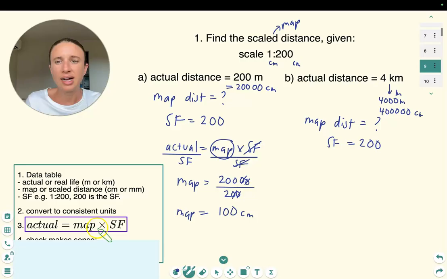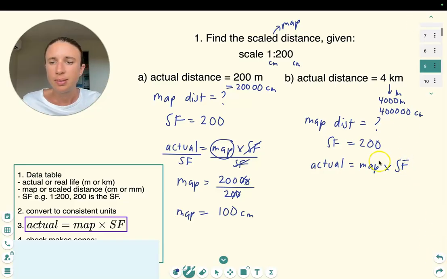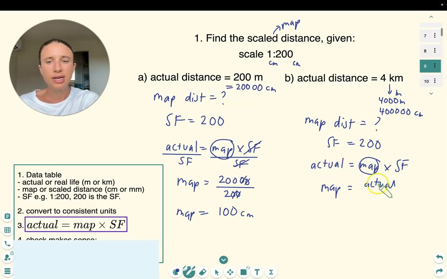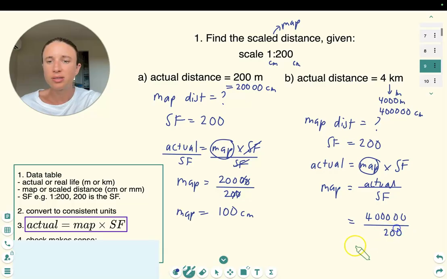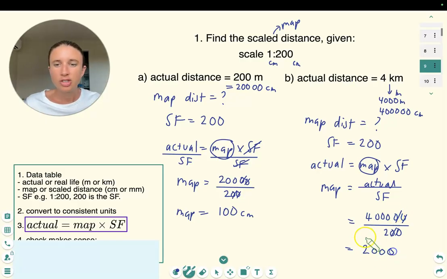Then you have your formula. Actual equals map times scale factor. Whoops. But we want our map distance, so we're going to be doing actual divided by scale factor. Actual in centimeters, 5 zeros, over the scale factor. So let's chuck that in. So 4,000 over 2, if we cancel a few zeros. I did not need my calculator for that, whoops. 2,000, we plugged in centimeters.